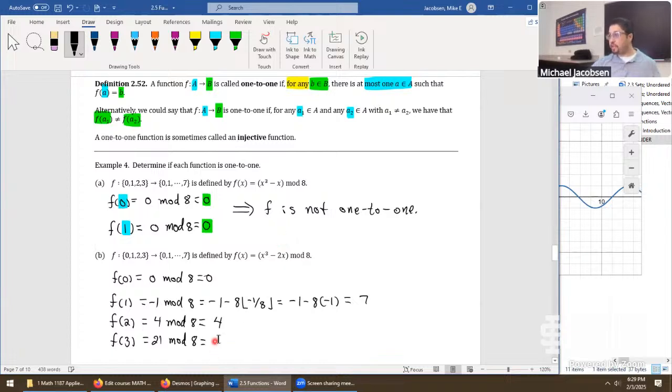Any volunteers for the operation here, 21 mod 8? Absolutely. We would have 2 times 8 is 16. So the next distance to get us to 21 would be 5. And so that means we got it, folks. We need to make a conclusion here. We've definitely mapped everything over. Would you call this one-to-one or not one-to-one?